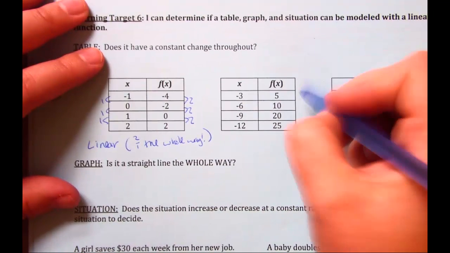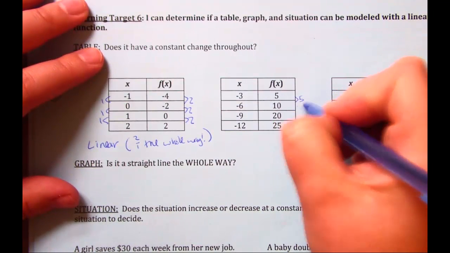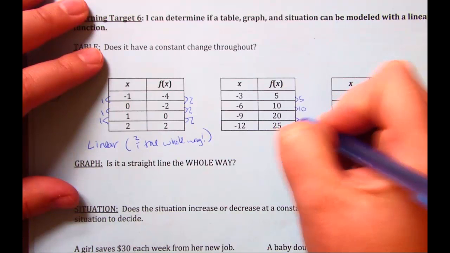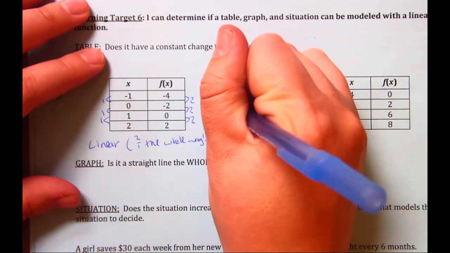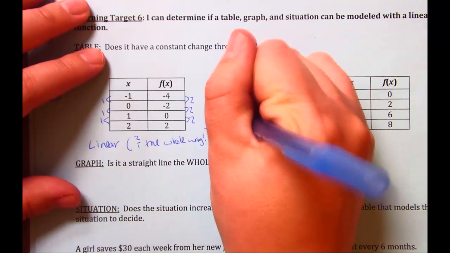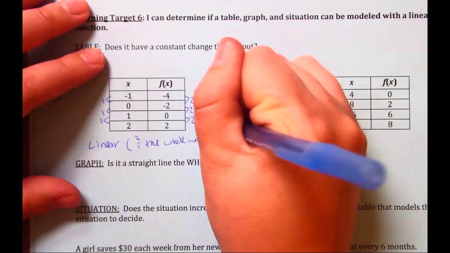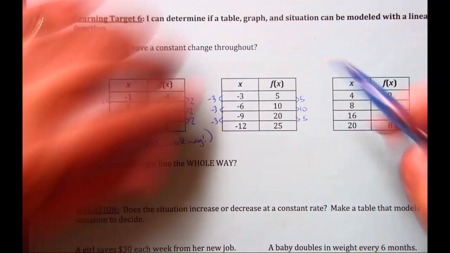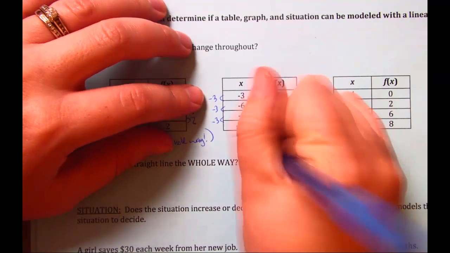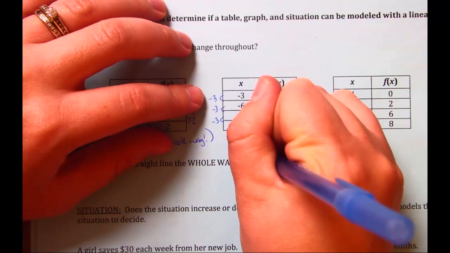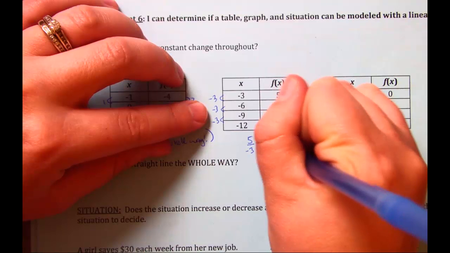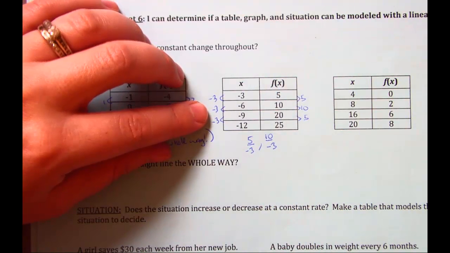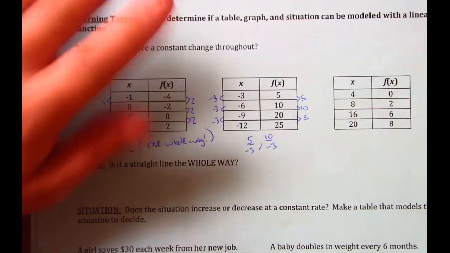For this one, it's going up 5, up 10, up 5, down 3, down 3, down 3. So the slope starts out being 5 over negative 3, and then it goes to 10 over negative 3. And those two slopes are not equivalent, so this is not linear.